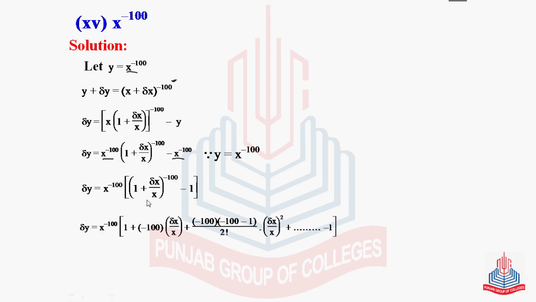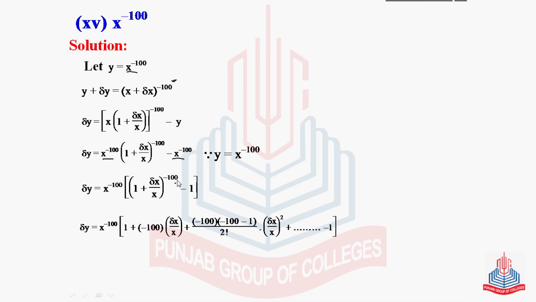Applying binomial series here, delta y is equal to x raised to the power minus 100 and 1 plus nx, where n is minus 100 and x is delta x over x, plus n into n minus 1 over 2 factorial, that is minus 100 into minus 100 minus 1 over 2 factorial, and delta x over x whole square, and so on, minus 1. So you must note again this step, that in this particular thing we have a negative integer as a power, so that will become an infinite series. So we will not write an end term here because of this negative integer as a power.